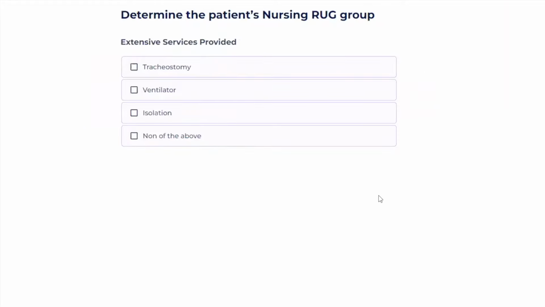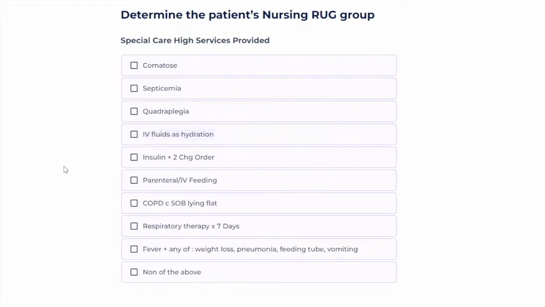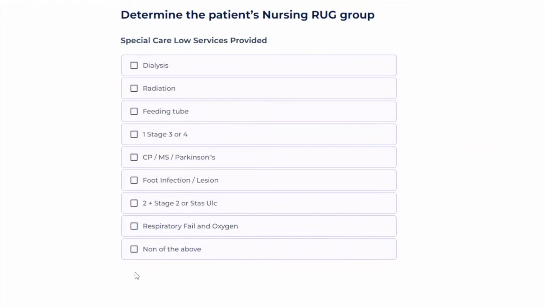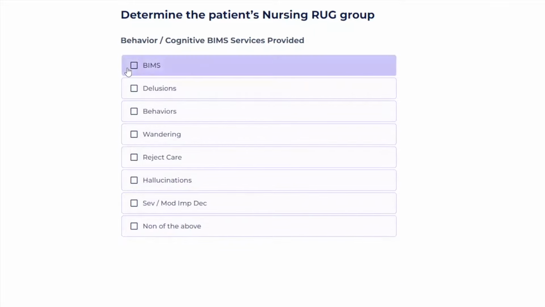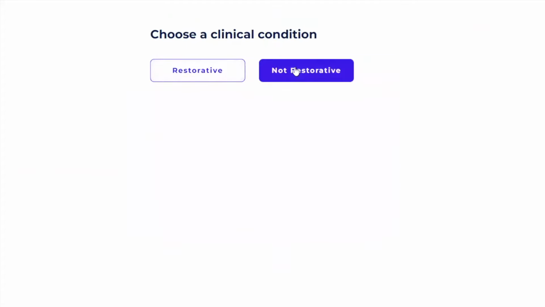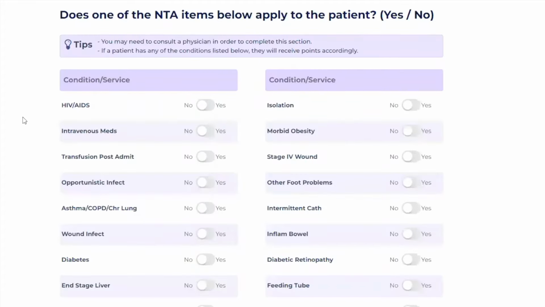Then they can determine the RUG group. And if the resident doesn't have any of these, it moves to special care high. If they don't have any of these, they move to special care low. And let's say they don't have respiratory issues like pneumonia, you move on to clinically complex services, then to cognitive behavioral. Finally, it asks if they're on restorative. So these are all the different levels that are possible.